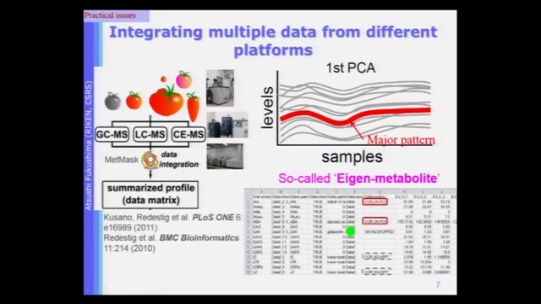So highly correlated metabolites across the samples or across the datasets are replaced by the first principal component. On the other hand, weakly correlated metabolites are not replaced in the same manner. It is identical to so-called eigengene or eigenmetabolite. So this means that we extract a major pattern in the groups.